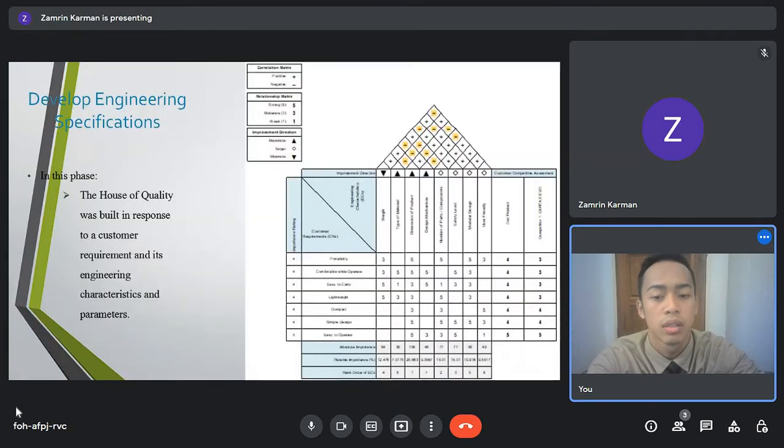As a result, the slide shows the house of quality, which was built based on the response to the customer requirements as its engineering characteristics and parameters. In this phase, the current existing harvesting tool called Status Evo was used as the benchmark for the new evaluation of the concept design.